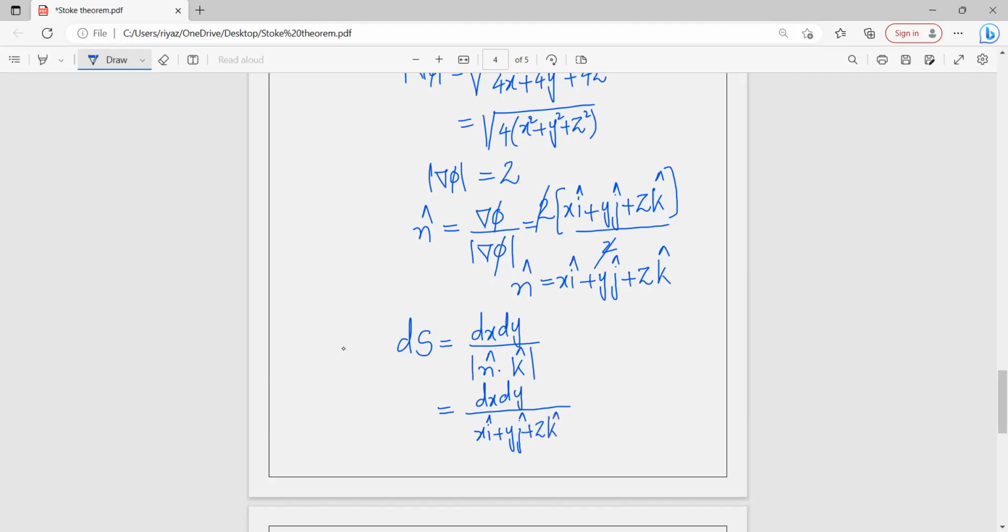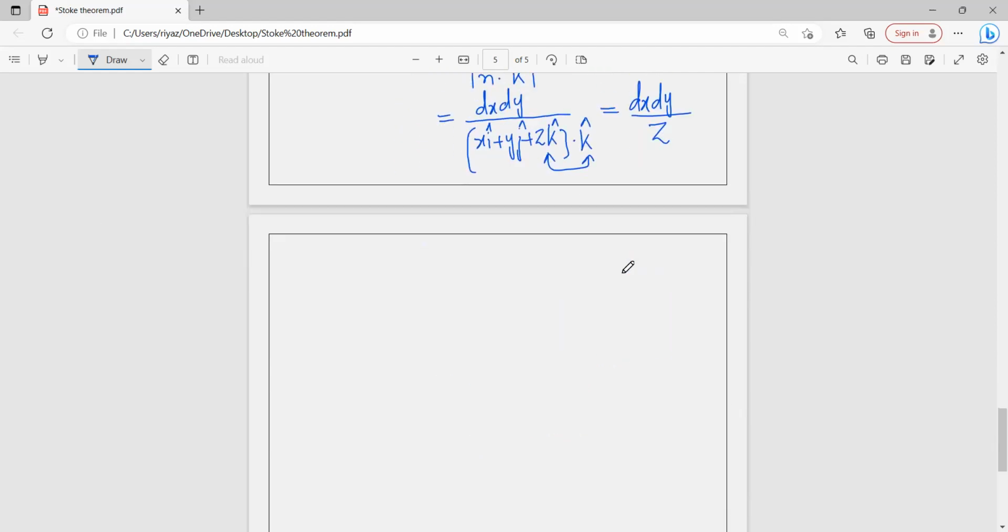Right? Yes, the dot product with k cap. k cap dot k cap is the only possible one. So what is left? dx dy by only z is left, because k dot k becomes 1 here. Only z is left. The dS value we also got. So everything we got. Simply substitute and get the value of RHS.